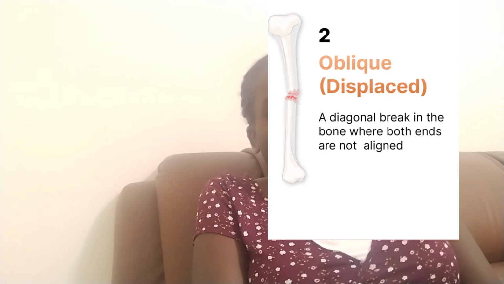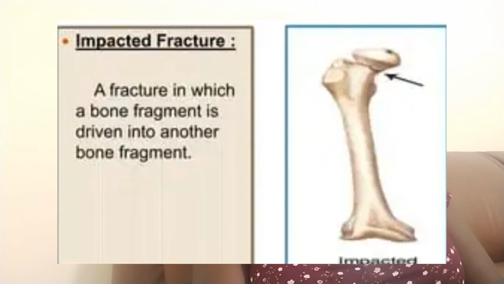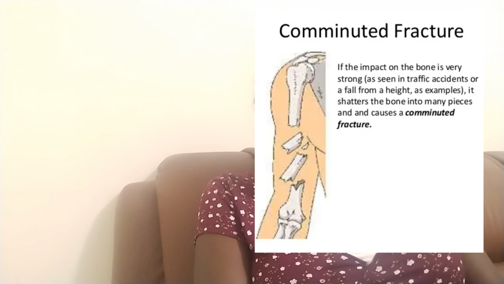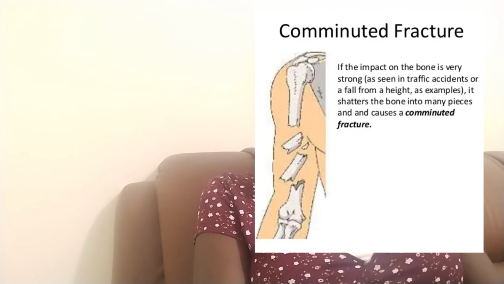They're usually not stable even after immobilization and casting is done. We also have impacted fractures. Fragments are jammed together. You can't really see a fracture line. It's like crush fractures. We have comminuted fractures, which is when there are more than two fragments because of poor interlocking of fracture surfaces. They are also unstable fractures.